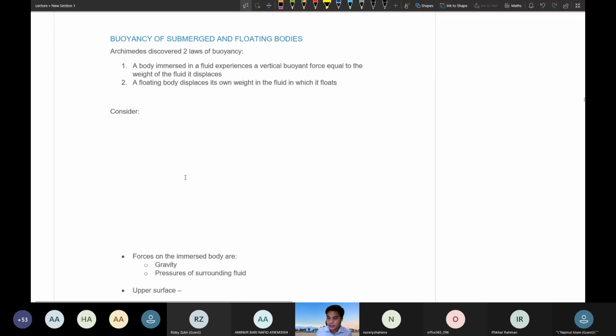Okay. Now we proceed to the second module, which is buoyancy of submerged and floating bodies. All right. Archimedes, the professor, the scientist, I believe you know who Archimedes is, right? He discovered two laws of buoyancy. The first one: a body immersed in a fluid experiences a vertical buoyant force equal to the weight of the fluid it displaces.